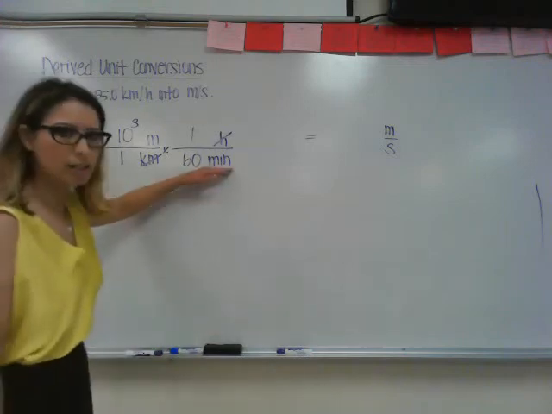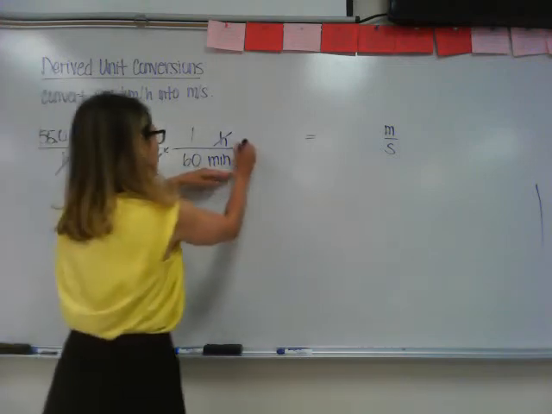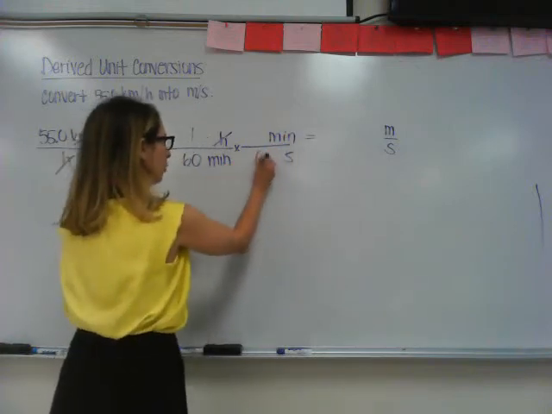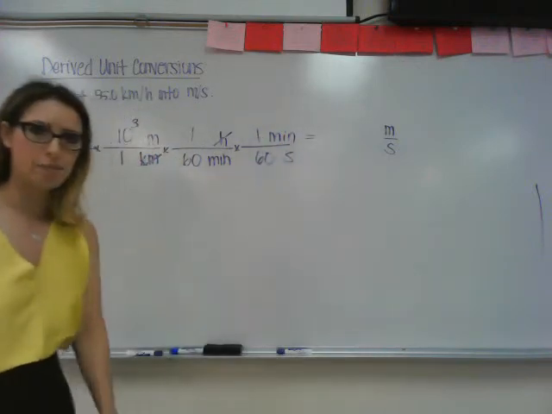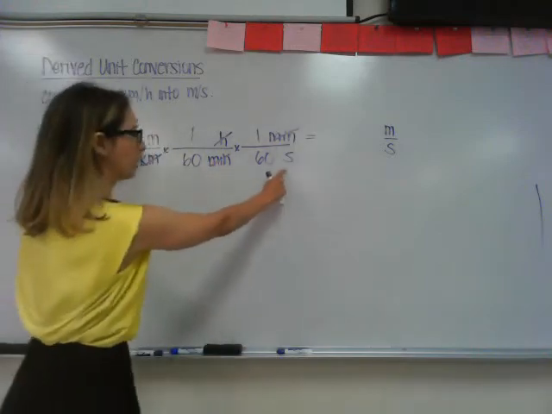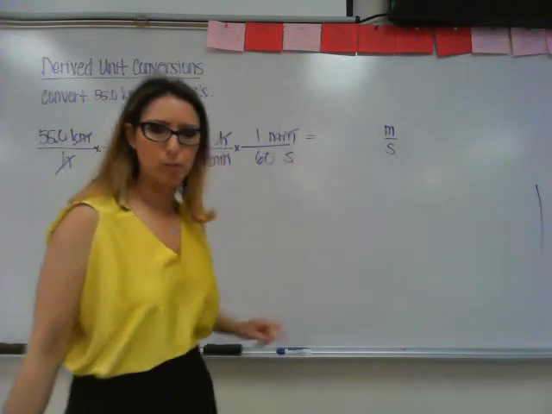Now that I have minutes here, I can convert minutes to seconds. So I'm going to put minutes on the up diagonal and seconds on the bottom. You know that there are exactly 60 seconds in a minute. So that allows us to cancel minutes. And now I have the 2 units that I need in my final result.